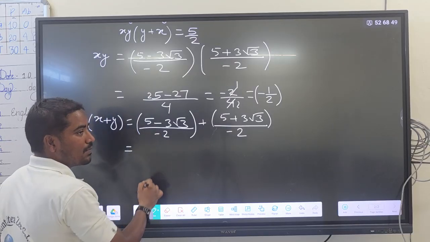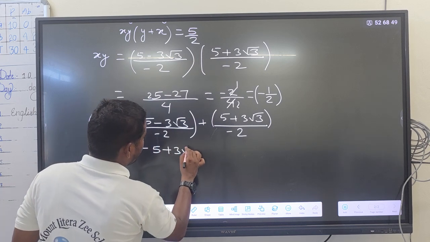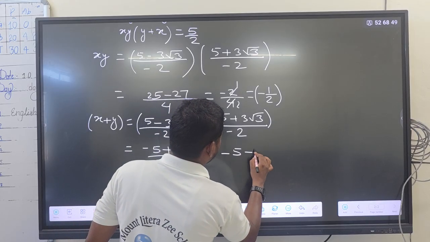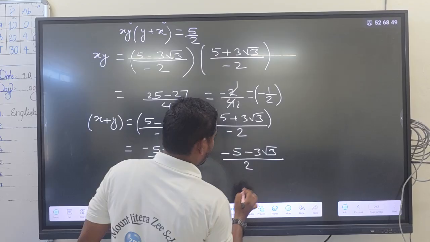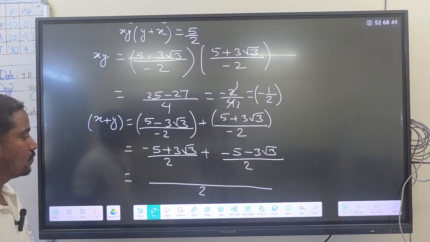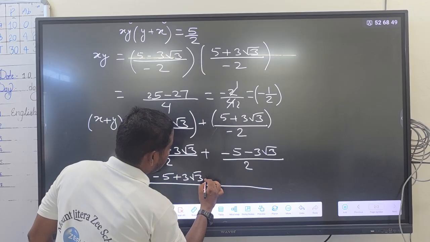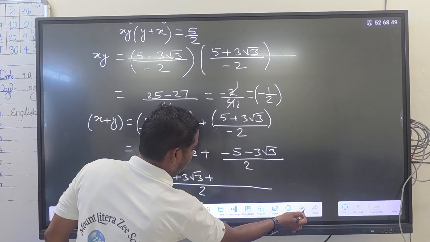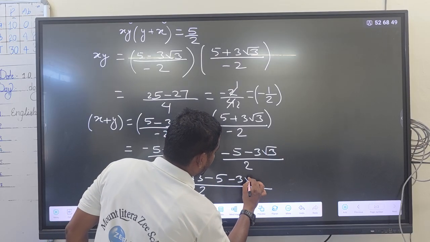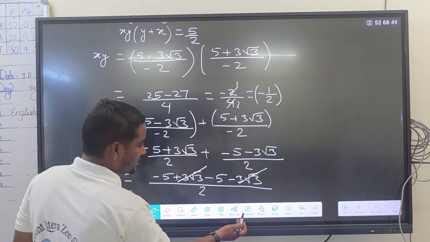So now I am going to multiply the minus sign of the denominator at the numerator. So we will get minus 5 plus 3 root 3 upon 2, plus minus 5 minus 3 root 3 upon 2. I hope you understand, students. Now we will take LCM as 2. The same expression will be written: minus 5 plus 3 root 3, plus minus 5 minus 3 root 3. Now 3 root 3 and 3 root 3 will cancel each other, students.